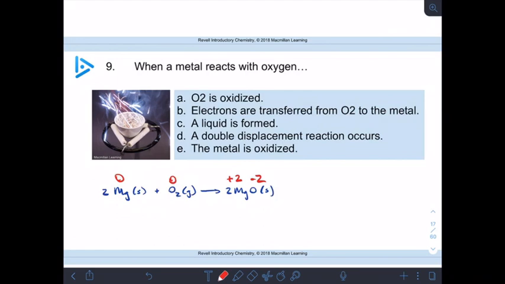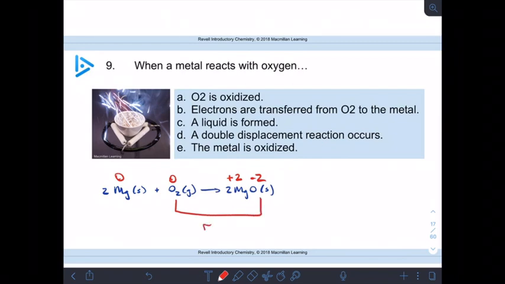Okay, so which one has had the oxidation number reduced? Which one has the oxidation number go down? That would be the oxygen. Which one has the oxidation number go up? That would be the magnesium. Okay, so electrons are transferred from the metal to the O2, so oxidation is loss. So if the oxygen were oxidized, then that would be true.